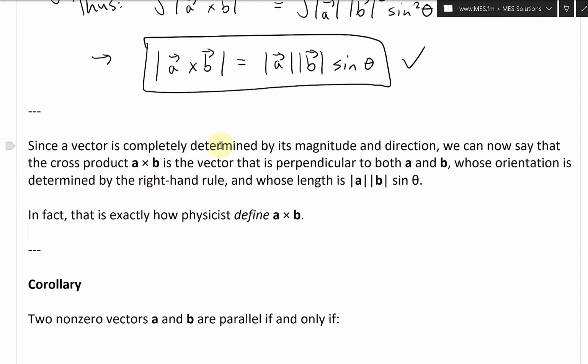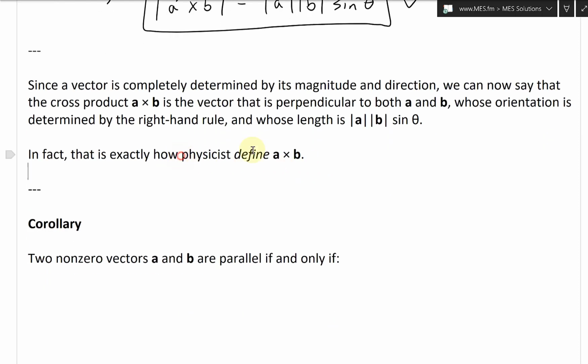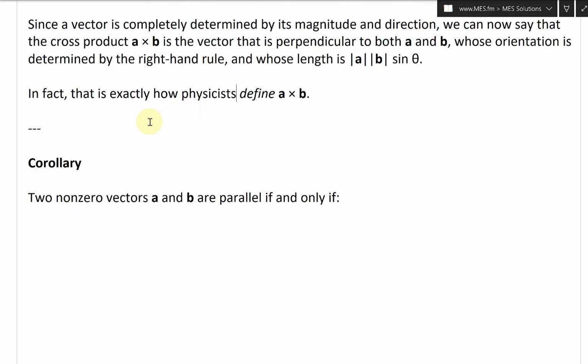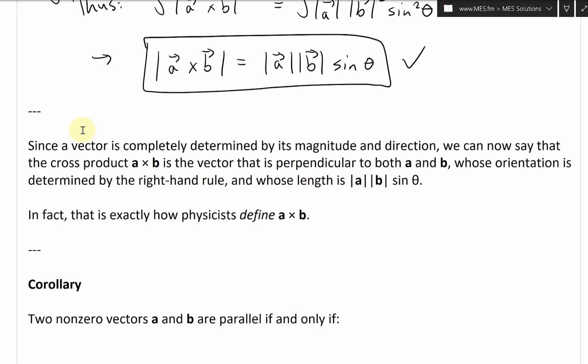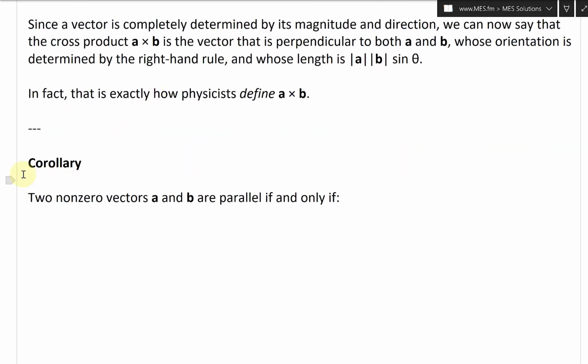Since a vector is completely determined by its magnitude and direction, we can now say that the cross product A cross B is the vector that is perpendicular to both A and B, whose orientation is determined by the right-hand rule, and whose length is the length of A times the length of B times sine theta. In fact, that is exactly how physicists define A cross B. Very interesting. So they define it this way, as opposed to mathematics, where we proved it this way. So anyways, going further, a corollary, or a theorem that follows another one.